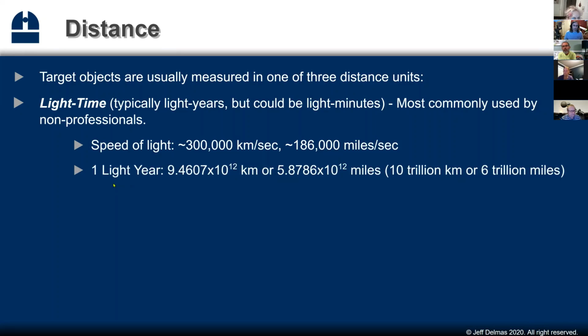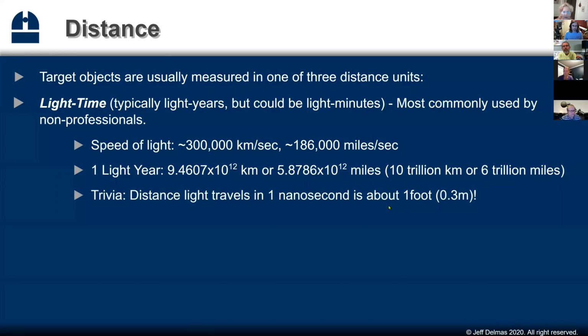So 1 light year, or the distance that light travels in 1 year, it's just too big to even fathom. 9 times 10 to the 12 kilometers, or 6 times 10 to the 12 miles. That's 6 trillion miles. But here's a nice little trivia, and you can remember this. Light travels about 1 foot in 1 nanosecond. And that's because a foot is about 0.3 meters.